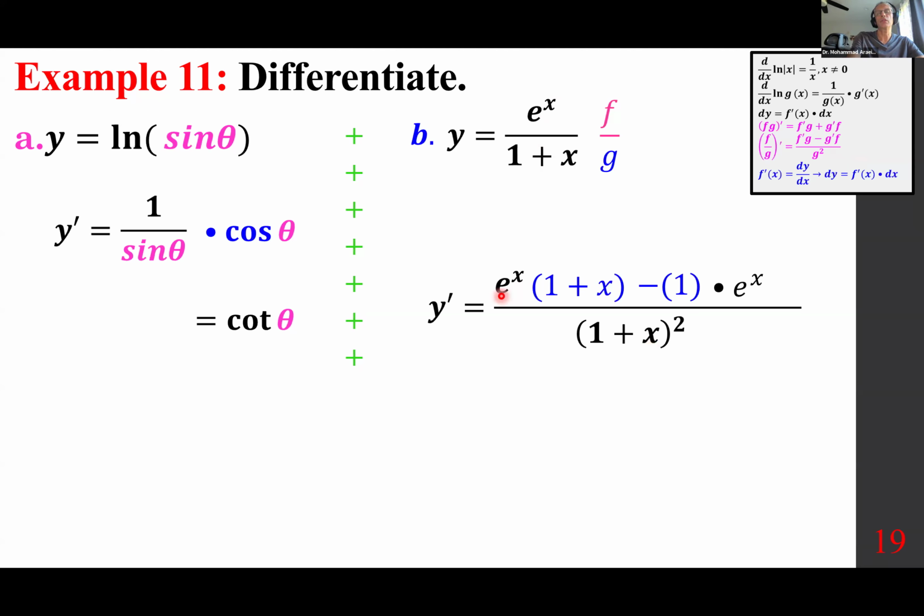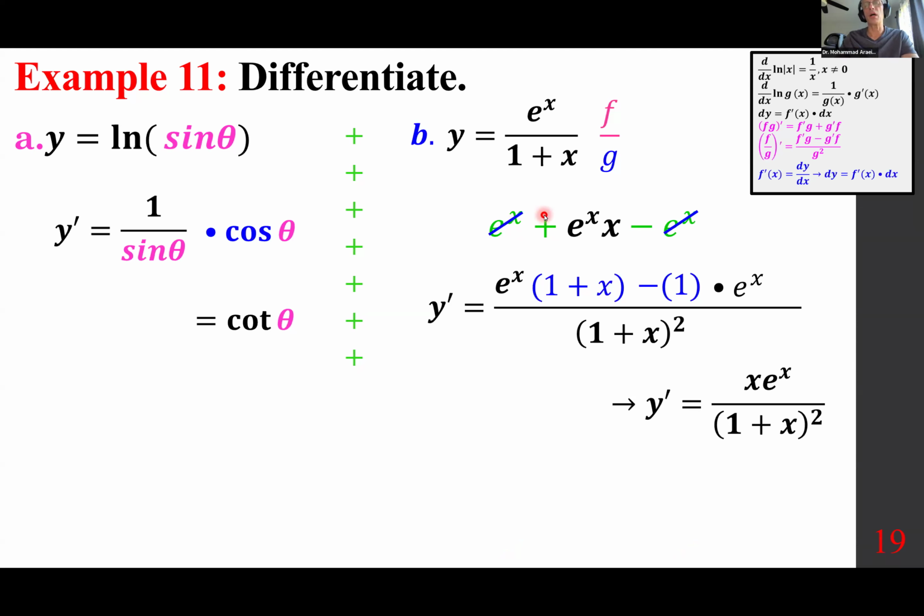So distribute, we get e to the power of x, e to the power of x times x, and minus e to the power of x. These two cancel each other. And of course, we put the x in front. So that would be y prime equals x e to the power of x over (1 plus x) quantity squared.